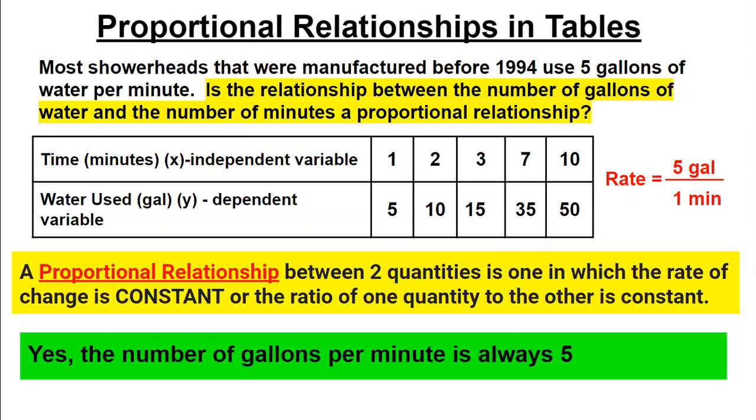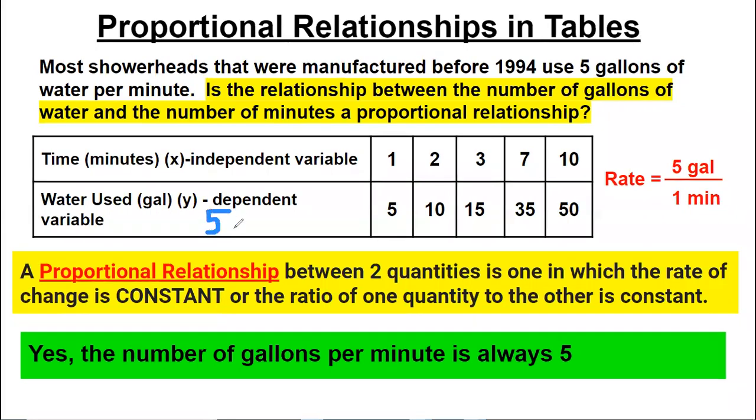Y over X has to be constant. Yes, the number of gallons per minute is always 5. How do I know that? Well, I have no room here, but 5 divided by 1 is 5. 10 divided by 2 is 5. 15 divided by 3 is 5. 35 divided by 7, y over x, right, is 5. And then finally 50 divided by 10 is also 5. So every time it's 5. So that's constant, 5 gallons per minute.